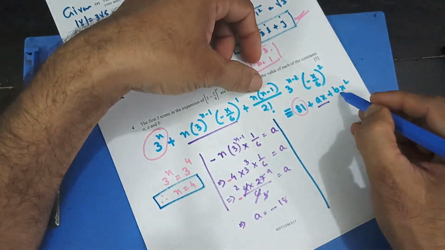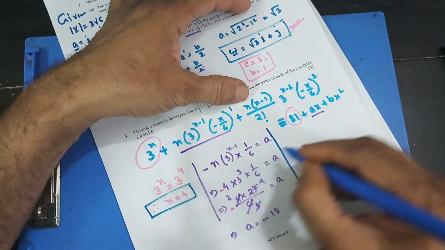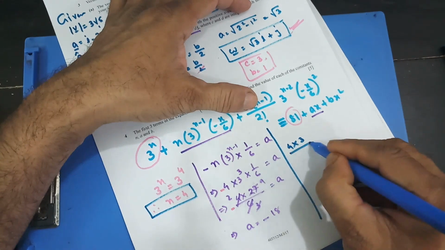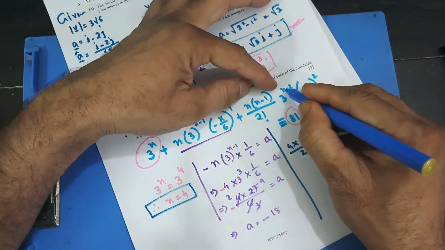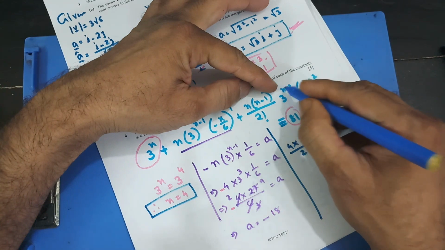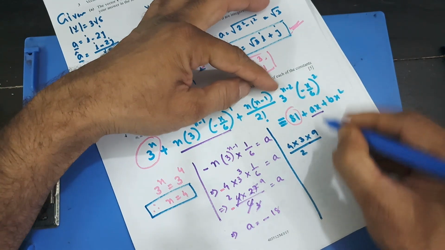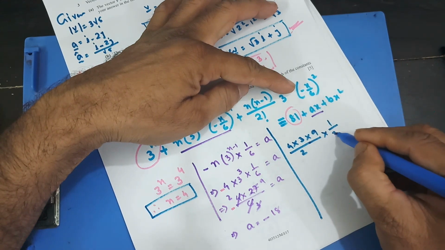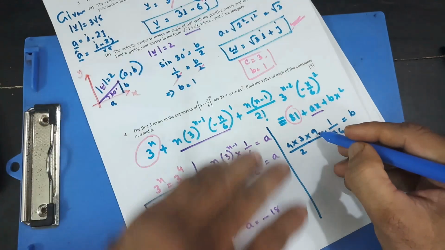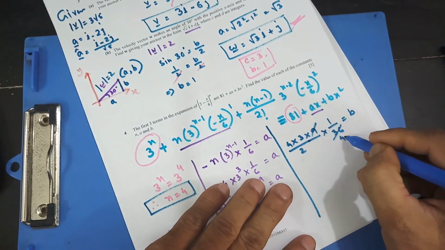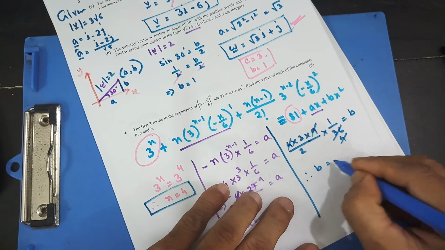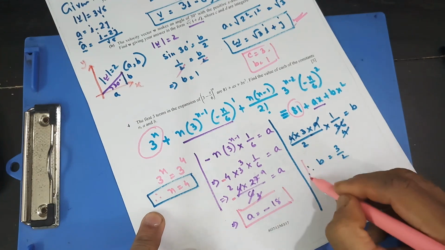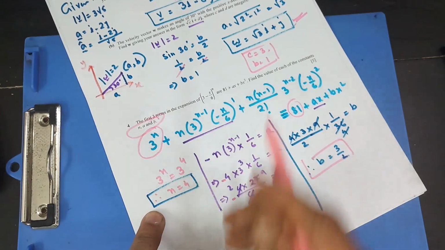Now this part with this part. n was 4, times 4 minus 1 is 3, 2 factorial is nothing but 2, times 3 to the power 4 minus 2 is 2, so 3 to the power 2 is 9, and this minus squared becomes positive, times 1 by 36 equals b. So 9 4s are 36, 4 4s are 36, therefore b equals 3 by 2. So I got all the values n, a, and b. They were asking us to find n, a, and b. Done.